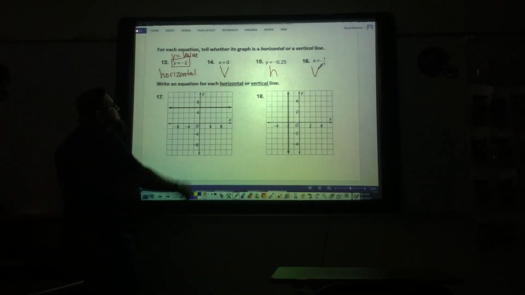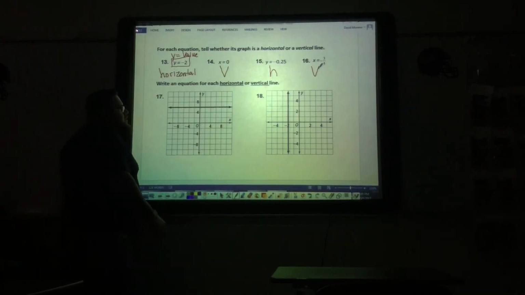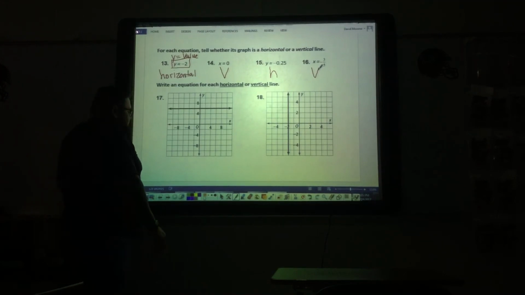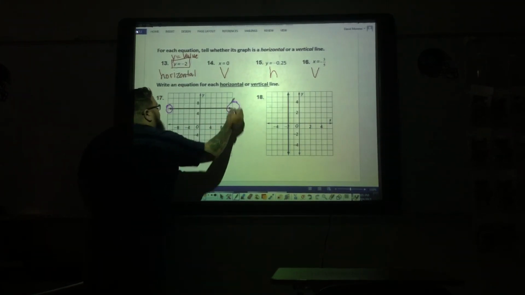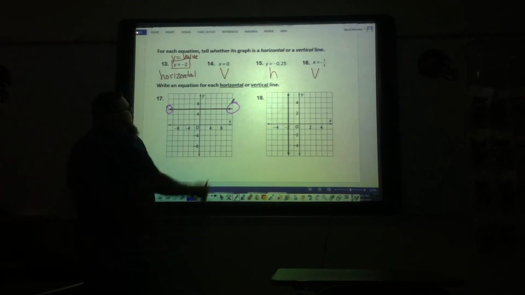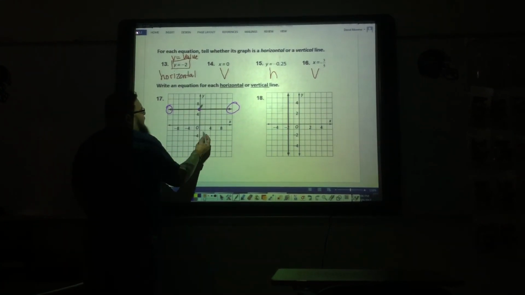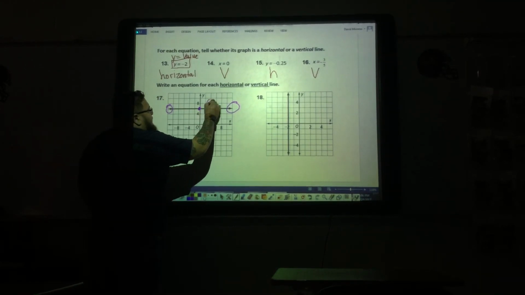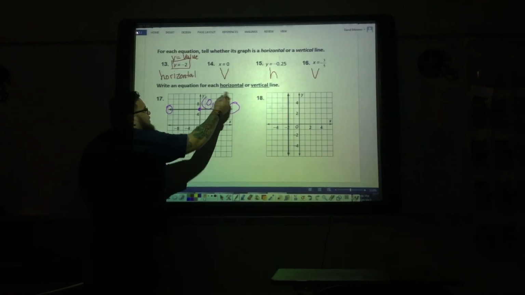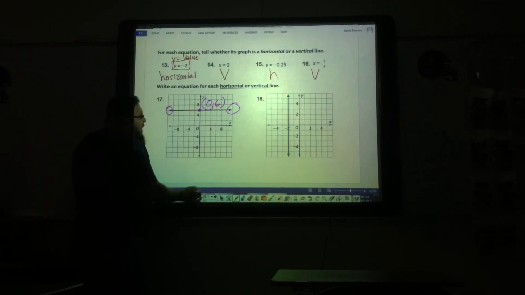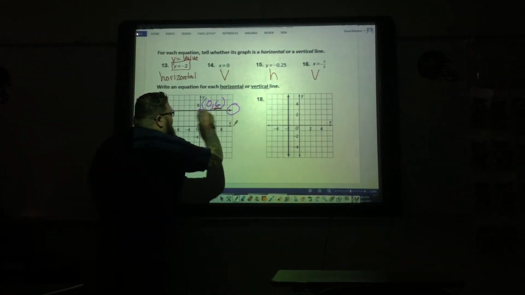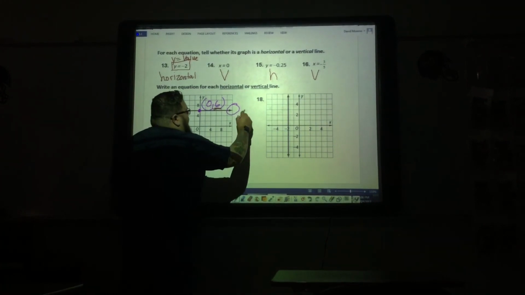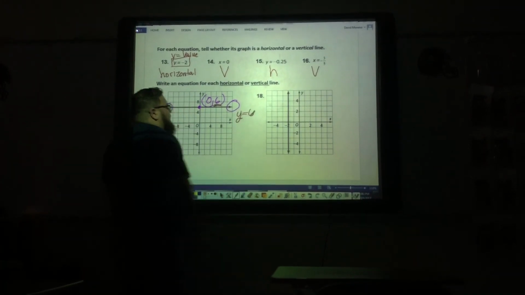Okay, so write an equation for each horizontal and vertical line. Let's look at this. My slope is 0, right? Mr. Slope, remember? Okay, and my y-intercept, and it's going by 2s, be careful, 2, 4, 6, is at 0, 6. And since it's horizontal, I'm going to be using my y-intercept. So this tells me that this equation for this graph, y equals 6.